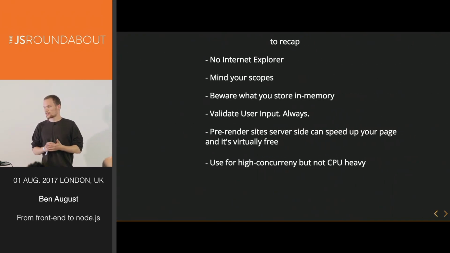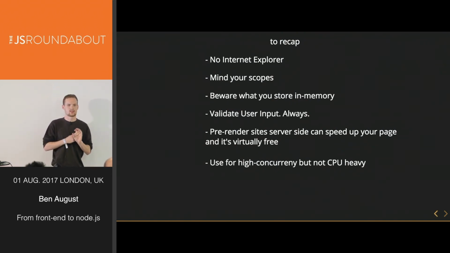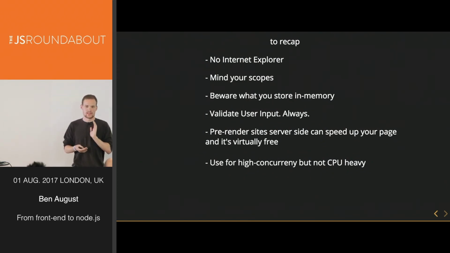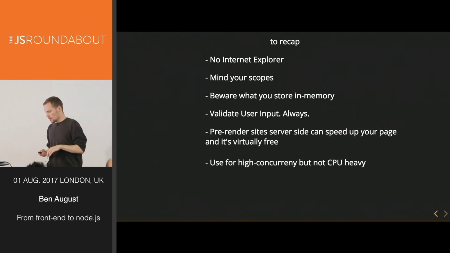Right, to go over what we talked about. So we don't have an Internet Explorer in Node, which is awesome. You have to be careful about your scopes, because otherwise you share data you really don't want to share. Be careful what you store in memory if you want to scale. Always validate your user input. Pre-render your sites on the server side if you can, if you do websites. And use it for everything high concurrency, but not so much for CPU-heavy stuff.